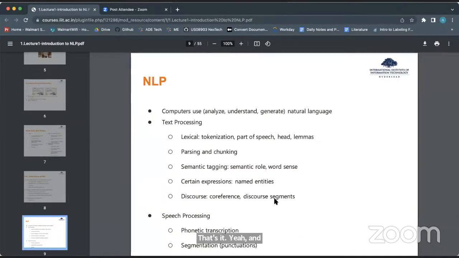And what do we have? We have parsing and chunking. Parsing is almost similar to word level lexical pre-processing, and chunking is a little bit different. So let's say we are going to the mall, right? So we are, going to, the mall.